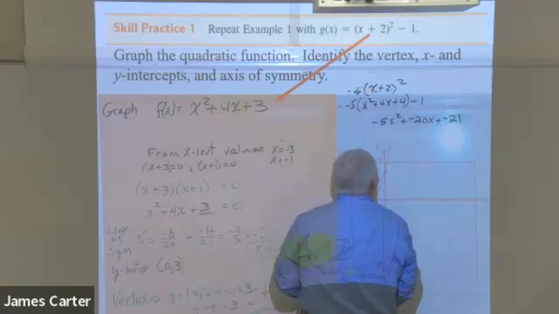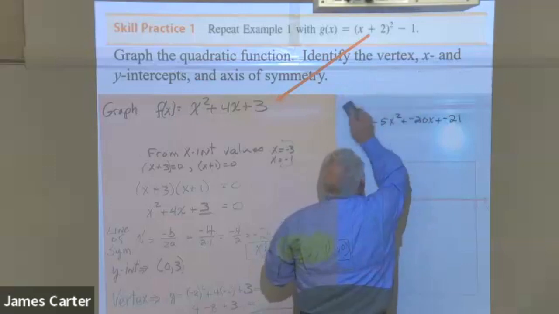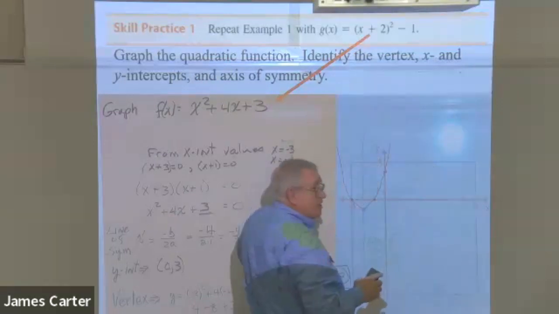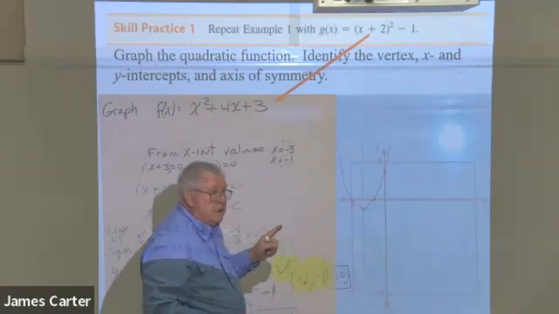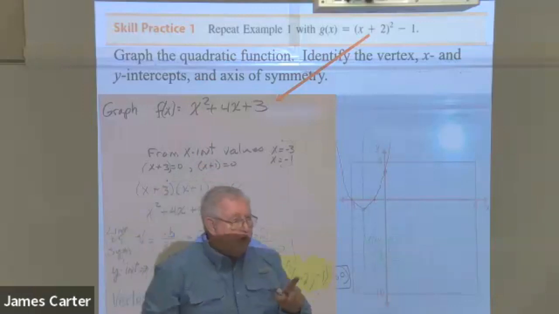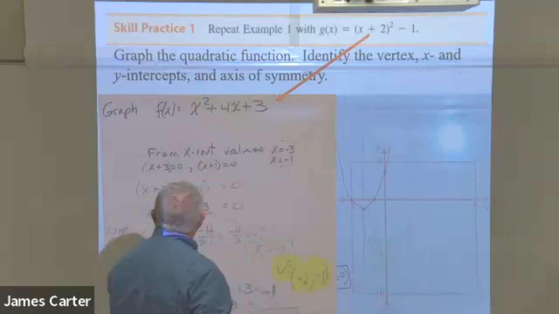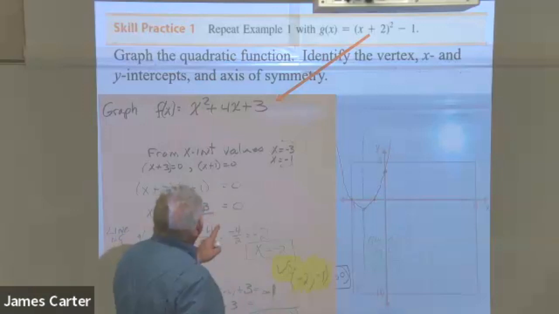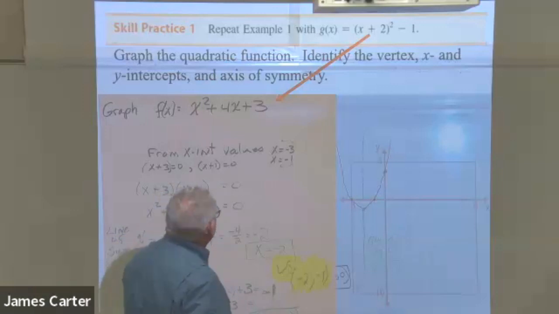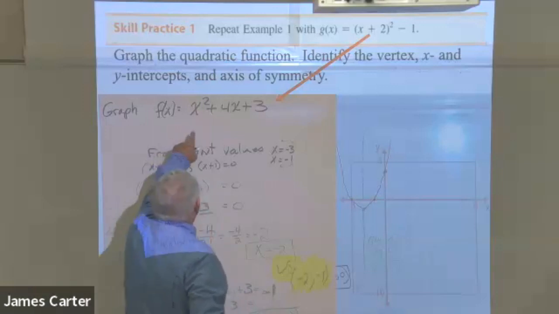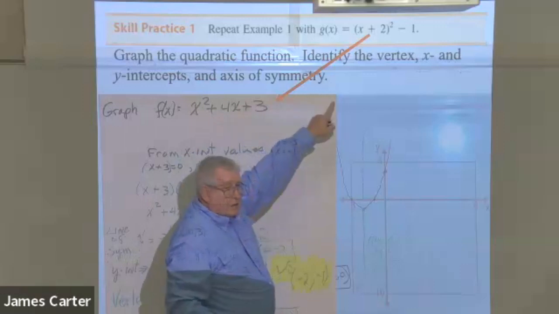Now, I'm going to erase this. Pretty simple to change that to this, isn't it? I'm not quite ready to show you. Well, actually, I am ready. I am ready to show you how to go from this to that.